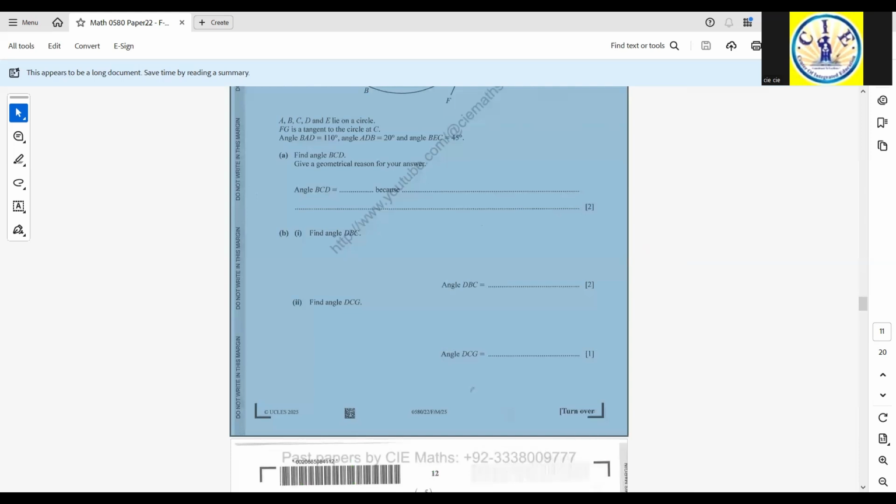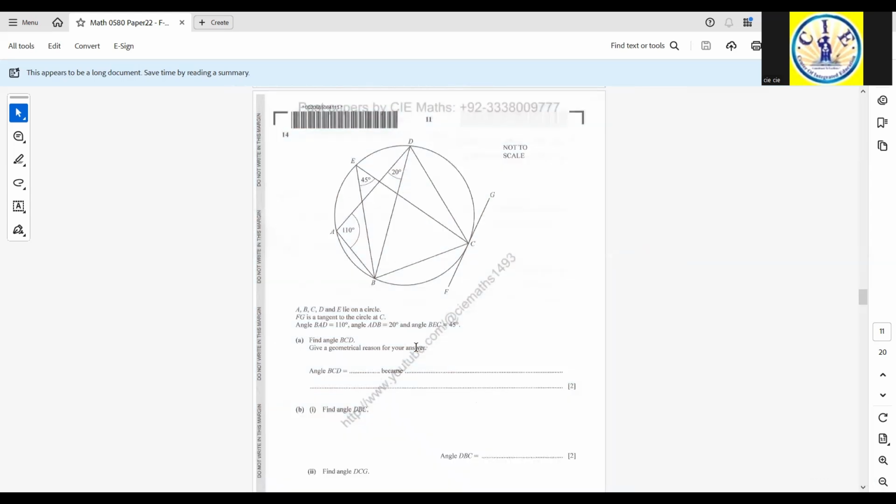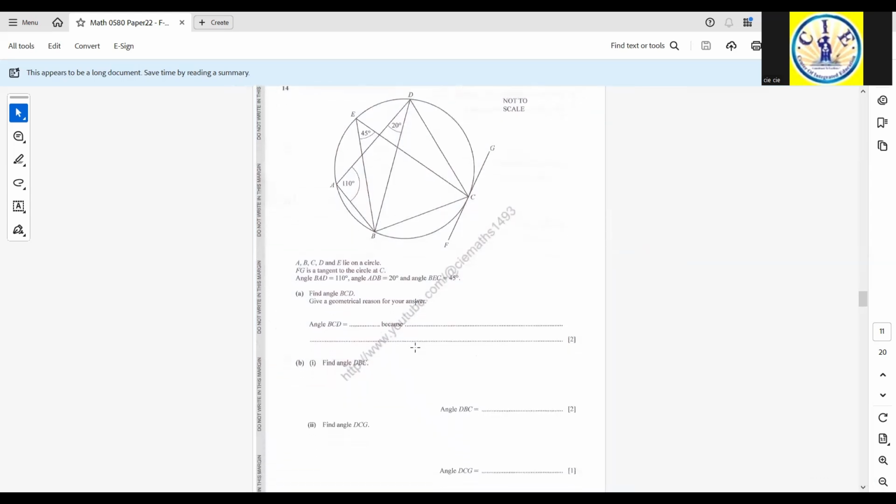Now we need to find out angle DCG. Angle DCG. This is the angle between a chord DC and the tangent FG. So this is going to be the same angle as this one because these are the angles in the alternate segments. This is a circle theorem.